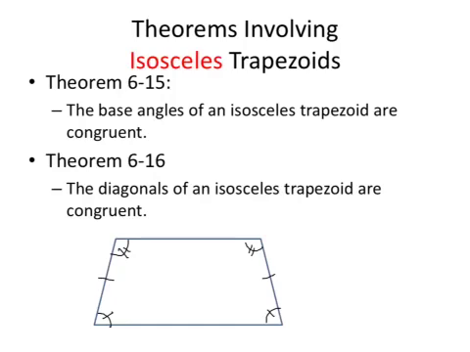Now, another thing to notice, theorem 6-16, the diagonals of an isosceles trapezoid are also congruent. So this is congruent to this. Okay? Now they do not bisect each other, but the full length of each diagonal is congruent to the other full length. Okay? Does that make sense? Hopefully so. And that is theorem 6-16.